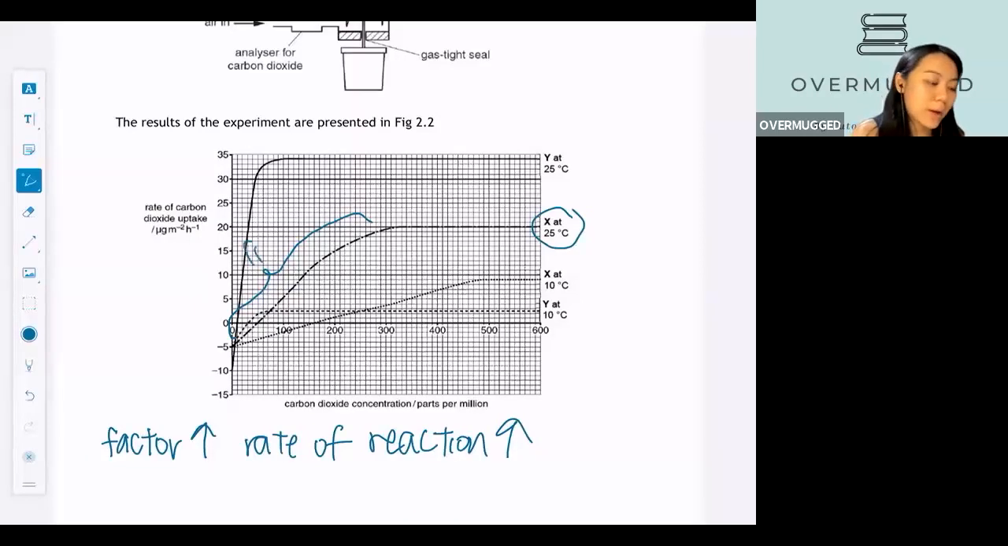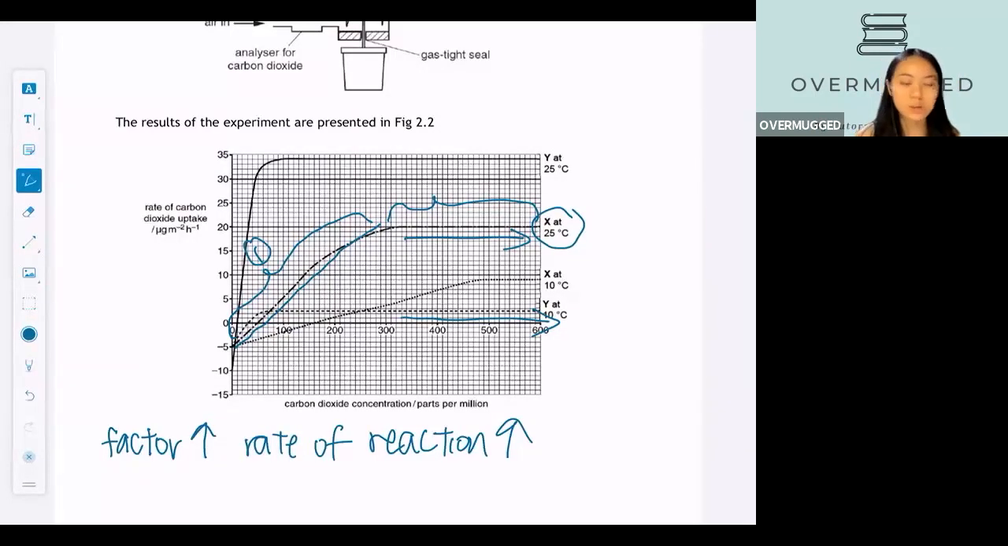So this part of the graph, part one, what is the limiting factor? It is carbon dioxide concentration. Because when carbon dioxide concentration increases, the rate of reaction increases. At this part, what is the limiting factor? It is not carbon dioxide, because when carbon dioxide increases, the rate didn't increase. It stays the same. So what factor could it be? It could be light and temperature.